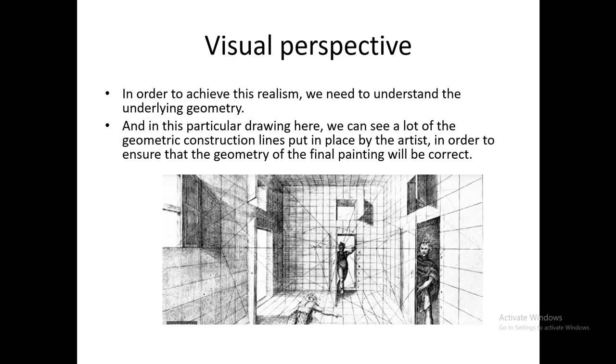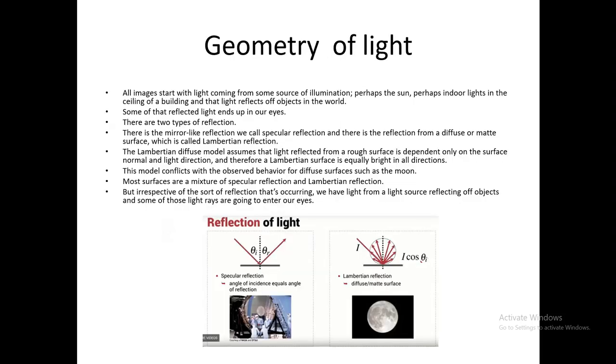In this particular drawing, we can see a lot of geometric construction lines put in place by the artist in order to ensure that the geometry of the final painting will be correct. You can see lots of dotted lines, which are used to capture the 3-dimensional perspective. So before going into more detail about image formation, let's look at the geometry of light.